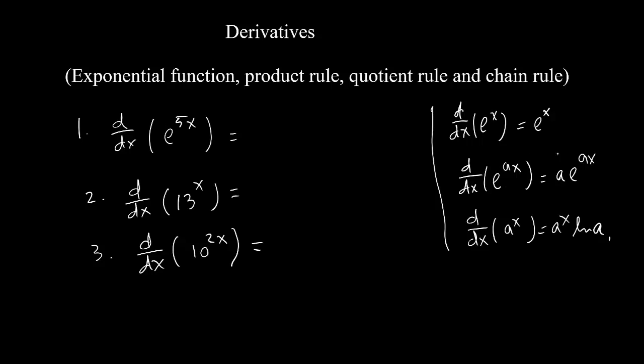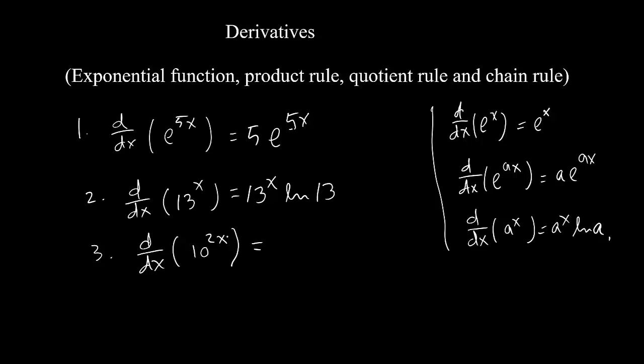E to the 5x will go direct with this one. So then I have a is 5, so I put 5 and then e to the 5x. I'm done. Next, 13 to the x goes with this one, a to the x. Your a is 13, so you write 13 to the x natural log of 13.